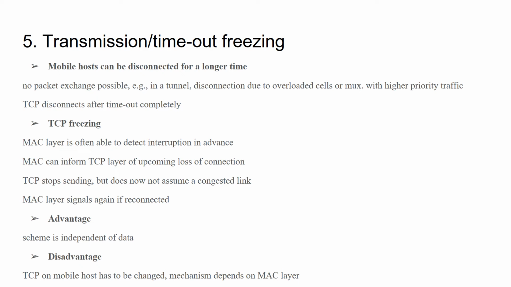And the second one is TCP freezing. MAC can inform TCP layer of upcoming loss of connection, then TCP stops sending but does not assume any congested link. MAC layer signals again if reconnected. So it also has an advantage, that is independent of data. Again, it also has a disadvantage. TCP on the mobile host has to be changed, and the mechanism depends on the MAC layer.